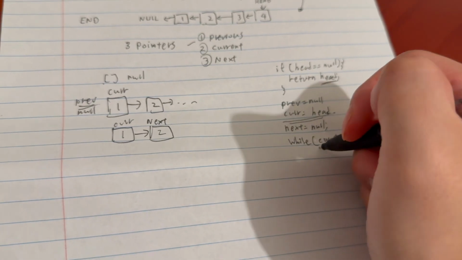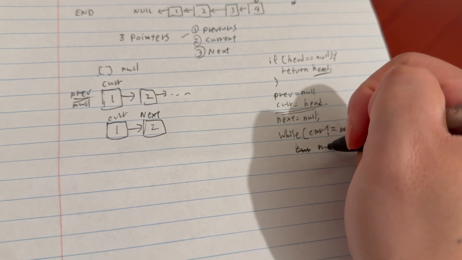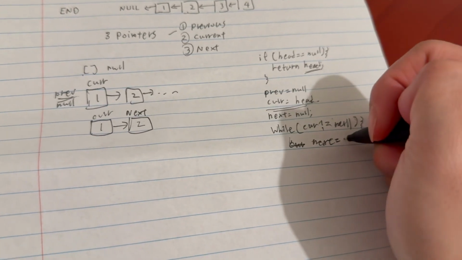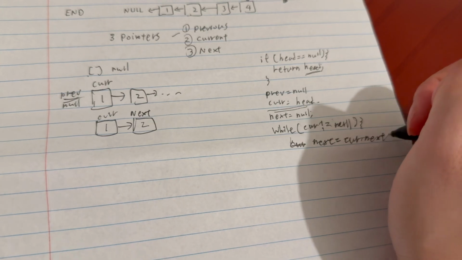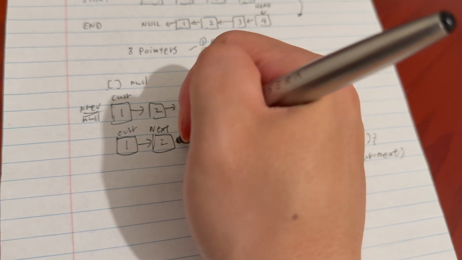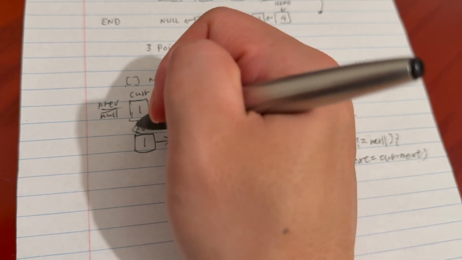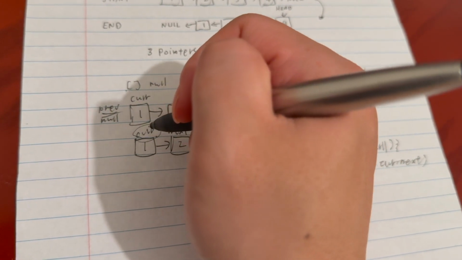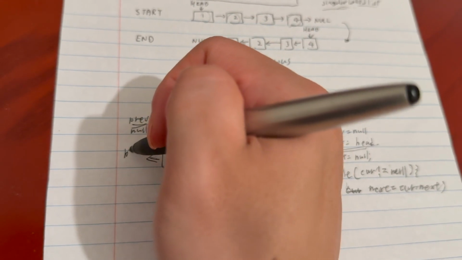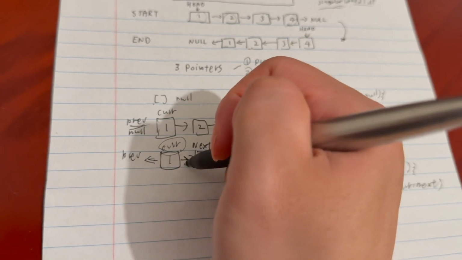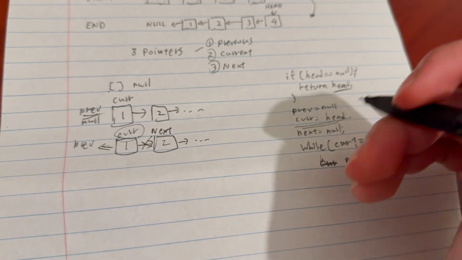So next is going to be whatever current's next is. So current next is going to be current, the next, okay, and then etc. But now this is where interesting things can happen. We want to set the current's next pointer to the opposite direction, pointing to the previous one. So it's going to detach from the original and reattach to the previous one.